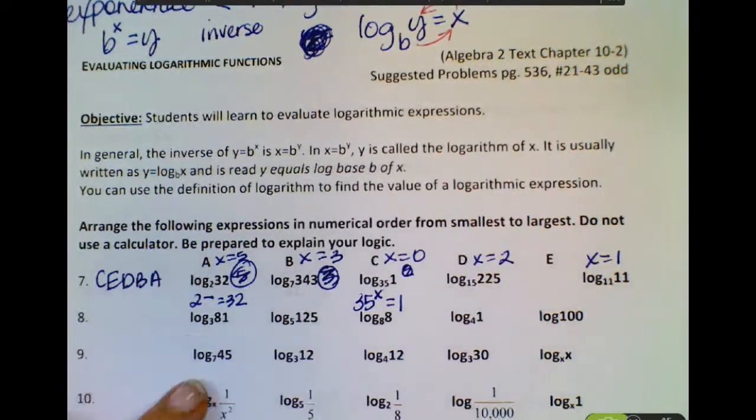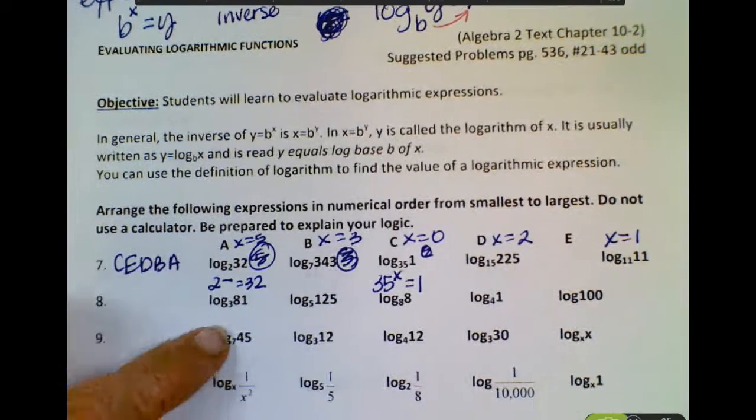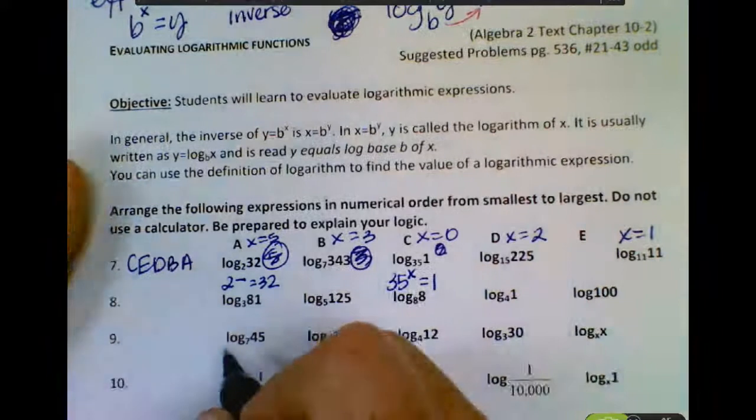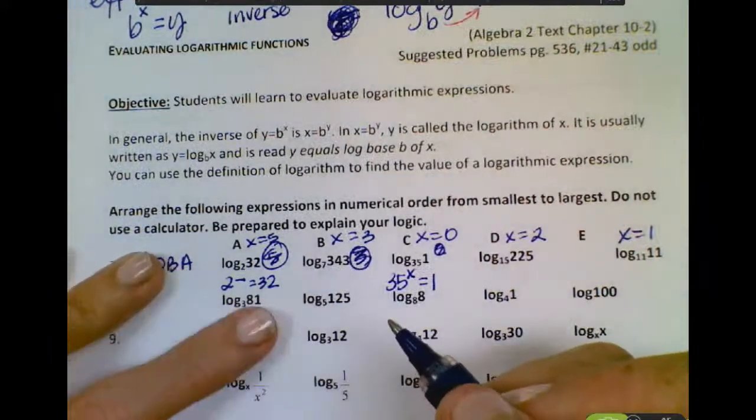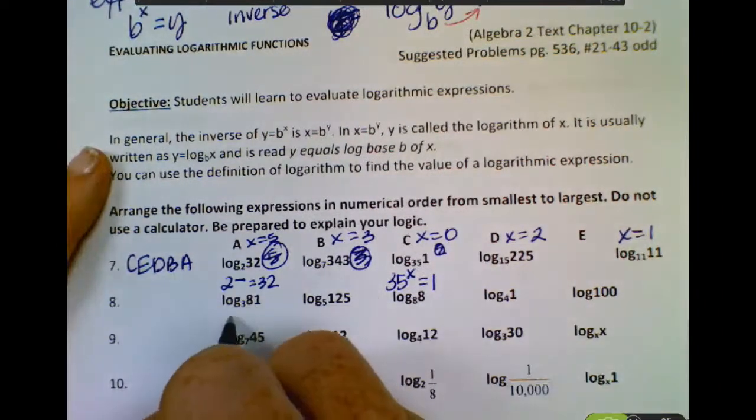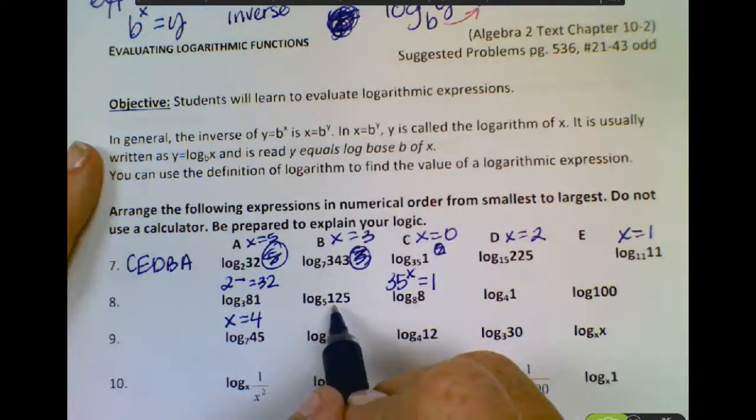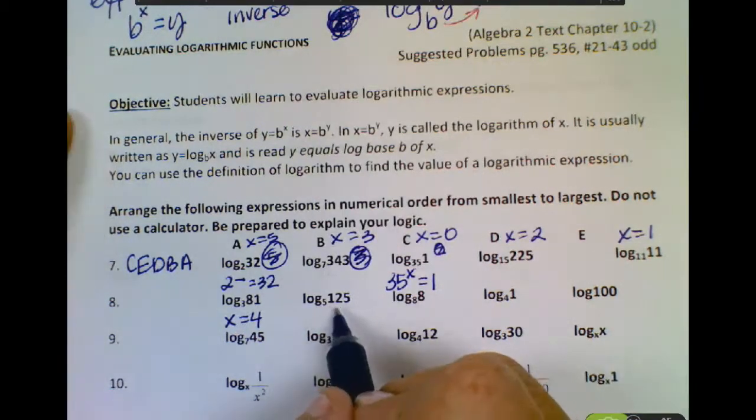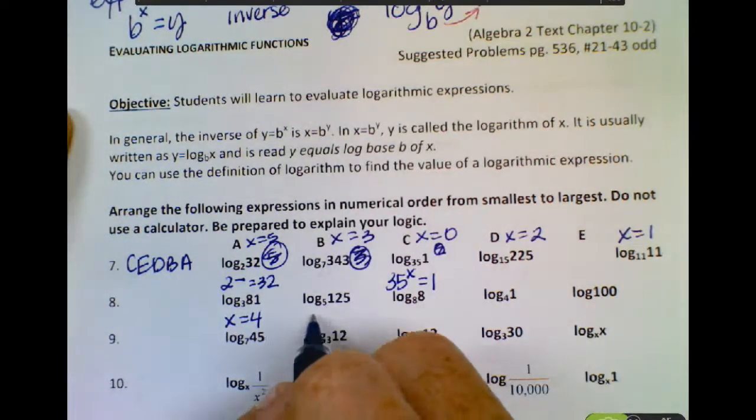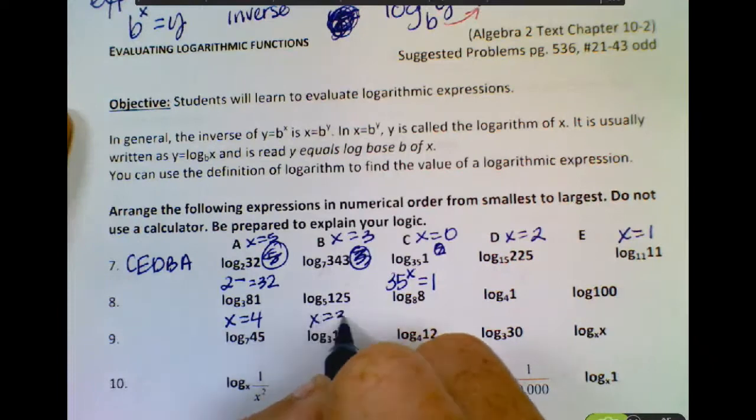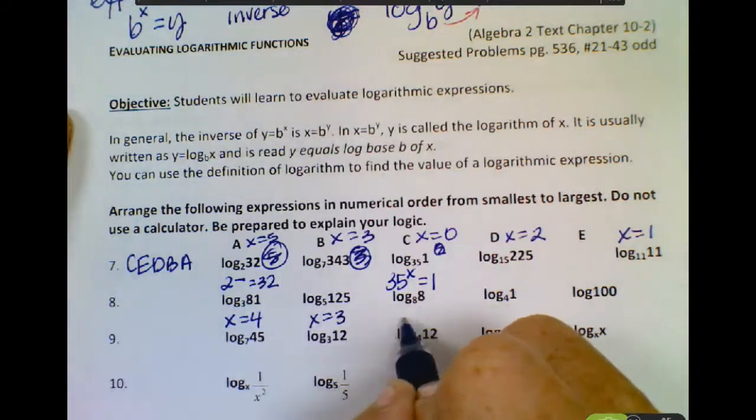Okay? Good. So 3 to what power gives you 81? 3 squared is 9. I have 2 of those. That would give me 4. So x equals 4. 5 to what power gives me 125? That'd be to the 3rd power, so x equals 3. 8 to what power gives me 8?